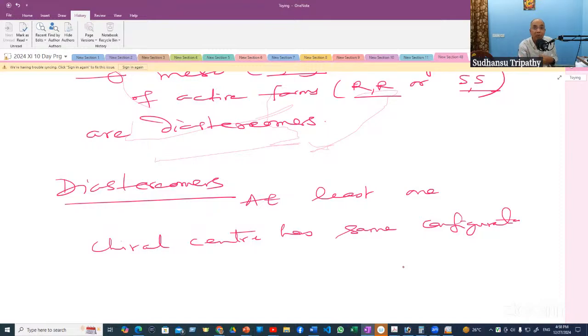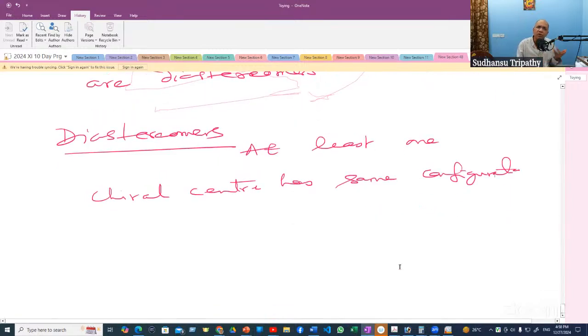Those drawn in different ways are called homomers. The appearance, the structural representation, the form that you represent in pen and paper, they are looking different, but actually they are the same configuration, so they are called homomers in the drawing. But if you change some and keep one remaining the same, then that will be diastereomers.